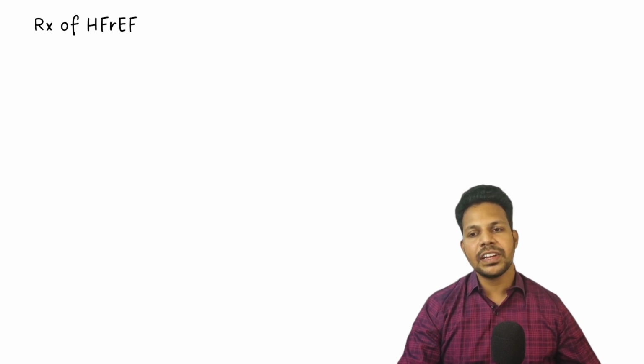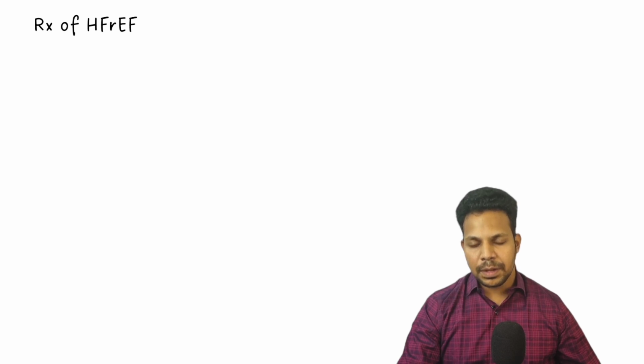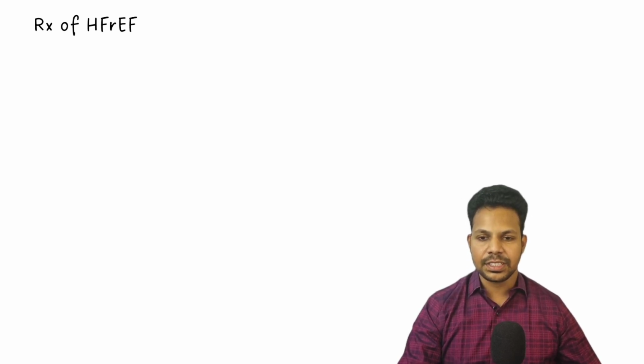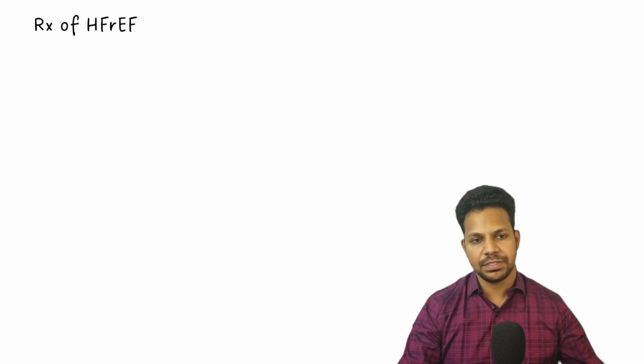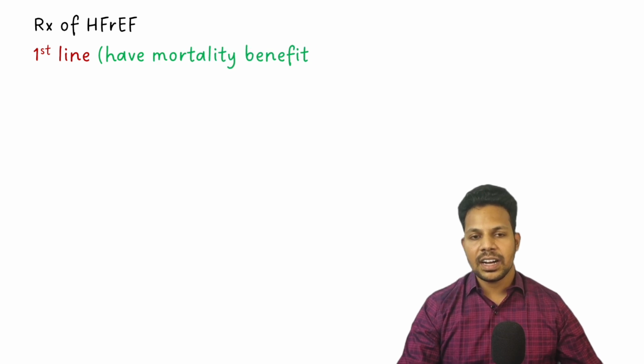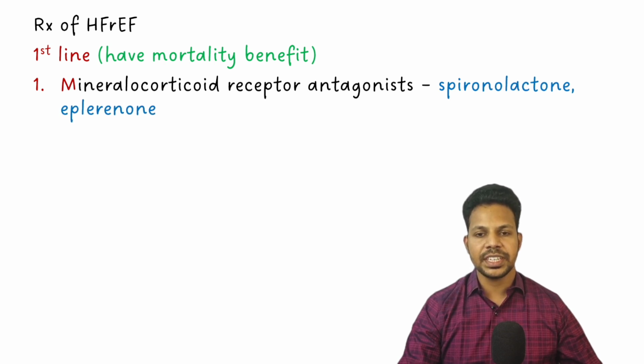So, treatment of heart failure with reduced ejection fraction. We put them under the first line drugs and the second line drugs. We call them first line drugs because these first line drugs had the mortality benefit in patients of heart failure with reduced ejection fraction. The first line are MRAs, which are mineralocorticoid receptor antagonists, namely spironolactone and eplerenone. Spironolactone does have a common side effect of gynecomastia, which can be prevented with usage of eplerenone.